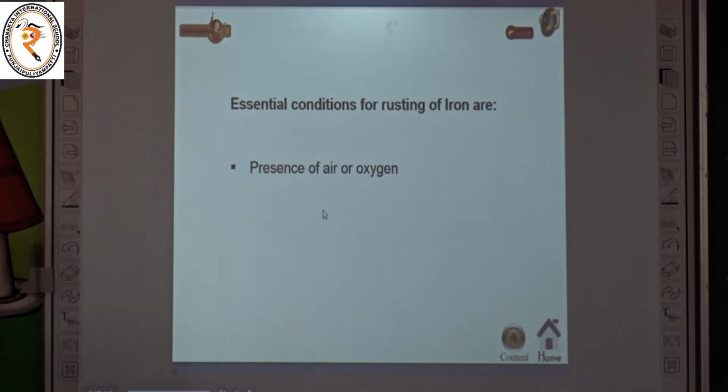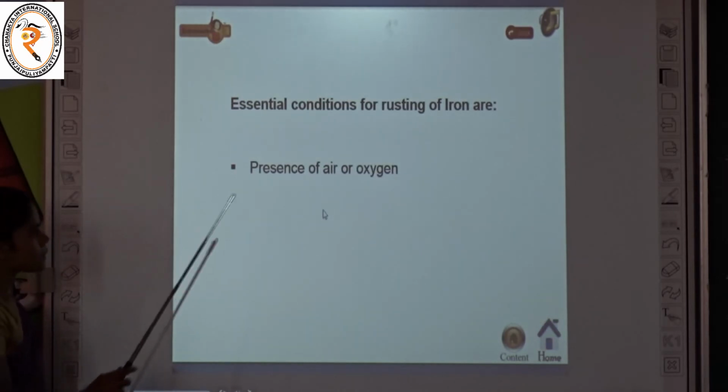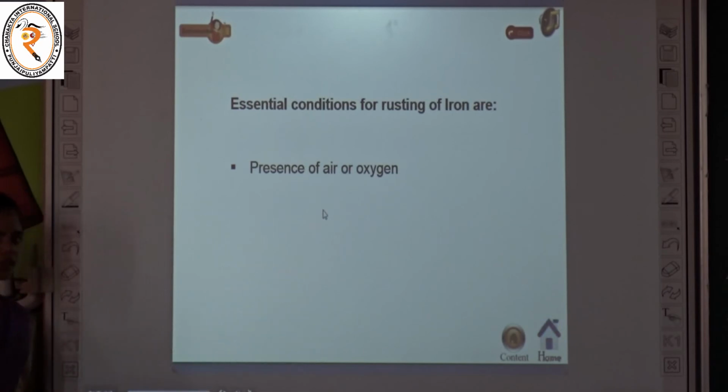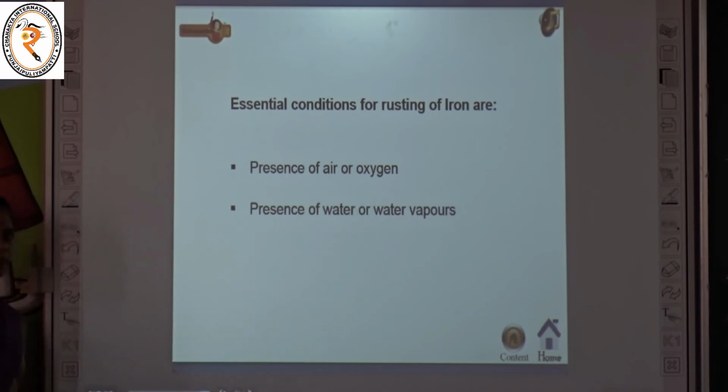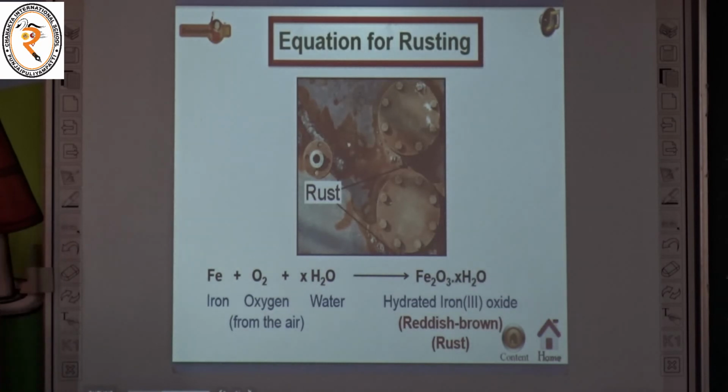The essential conditions for rusting of iron are the presence of air or oxygen. So it must need oxygen or air. And the second one, presence of water or water vapors. So what is the next essential condition? It needs water or water vapors. Okay. Then next one, what is the equation for rusting?